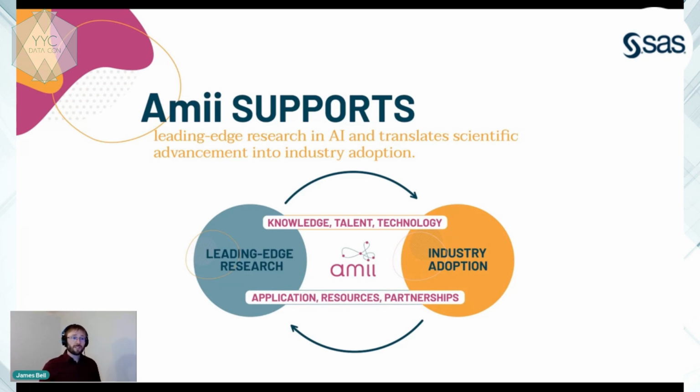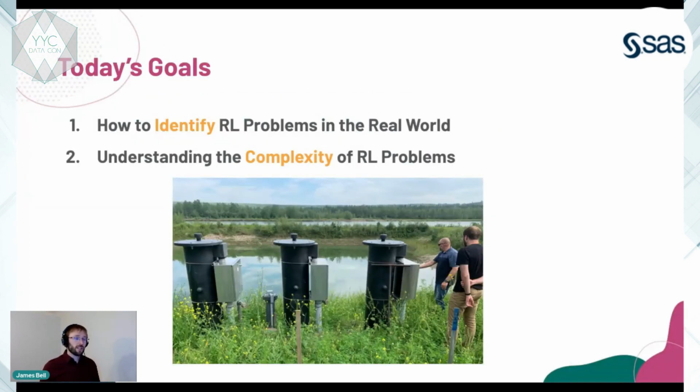My goals in talking today are to give you a better idea of how to identify reinforcement learning problems in the real world. A lot of work in machine learning doesn't use reinforcement learning when it comes to the real world, but it's helpful to be able to see these problems. I'm also going to talk a bit about the complexity of reinforcement learning problems. I want to provide some idea of how you can tell if a reinforcement learning problem in the real world is going to be fairly easy to approach or more of a challenging problem.